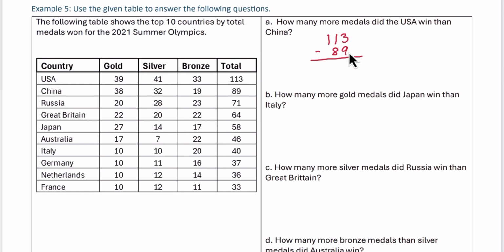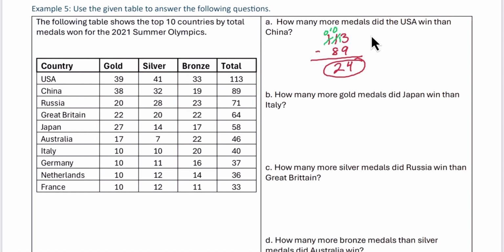We can't do 3 minus 9, so we need to borrow from the 1. That 1 will become a 0, and we'll put the 1 beside the 3. 13 minus 9 is 4. Now we have 0 minus 8. We can't do that, so we need to borrow from this 1. That 1 will become a 0, and we put that 1 beside the 0 in the second column. 10 minus 8 is 2. So it looks like we have 24. The US won 24 more medals than China.